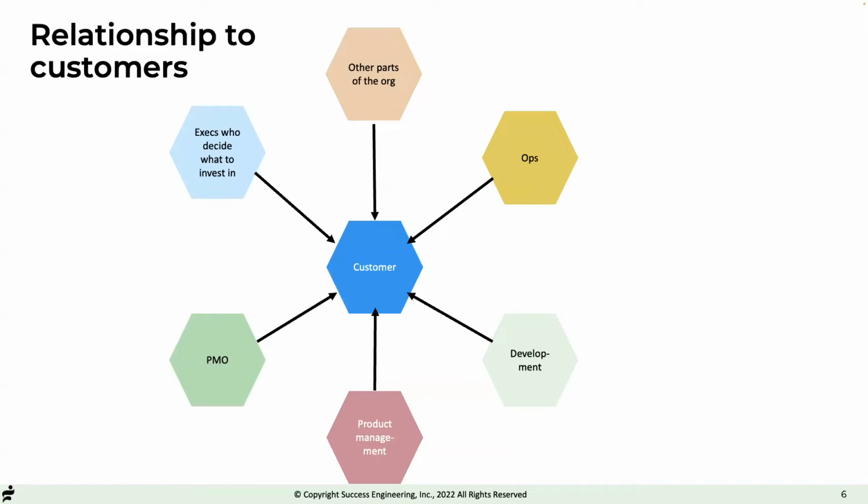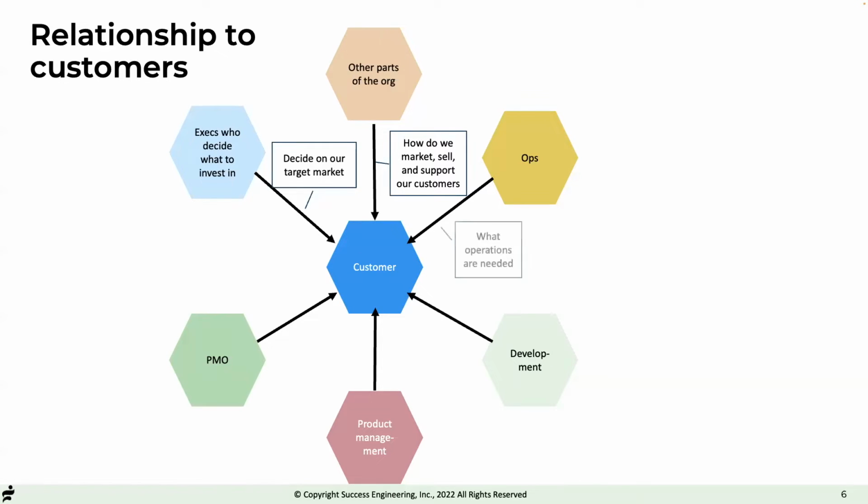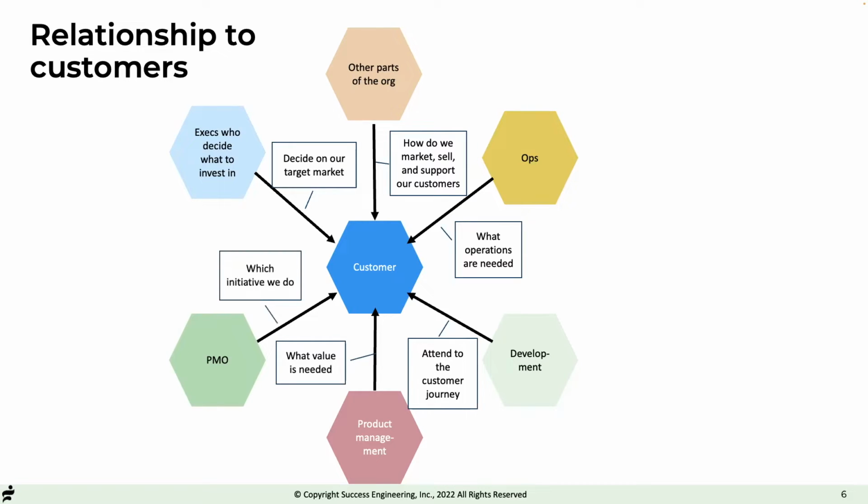Now, what we want to do though is look at the relationships between all these to the customer. Because systems are actually defined more by the relationships between the pieces, not the pieces themselves. And what's interesting to note is that each of these has a different relationship to the customer than the others. They're all kind of different. Like they might decide in our target market, how are we going to sell it, market it, support our customers, what does operation need? We've got to attend to the customer journey. That's how the customers get their work done. We have to look at what value is needed, and we have to see which initiative we do.